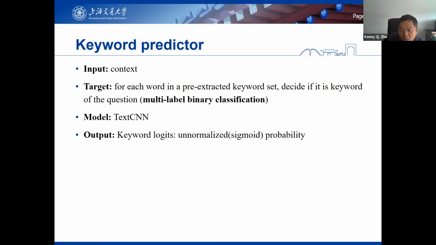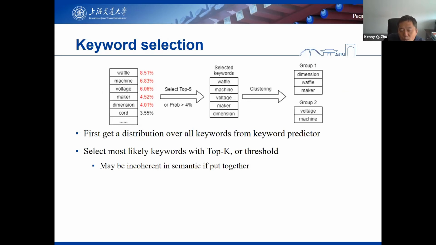The output of this text CNN model will be a keyword logits, which is the probability of a certain word being the keyword in the final question. All right. So once we have that, we basically have a list of all possible keywords. These are, like I said earlier, either nouns, verbs, or adjectives. Nothing else, just a set of all these possible words.